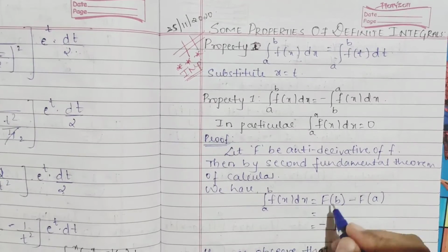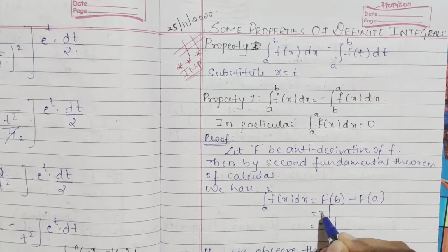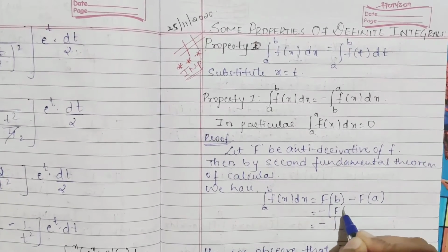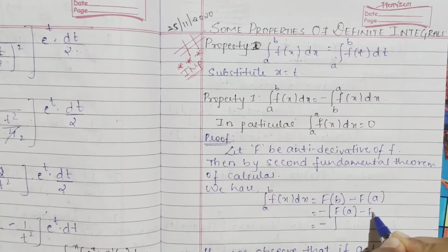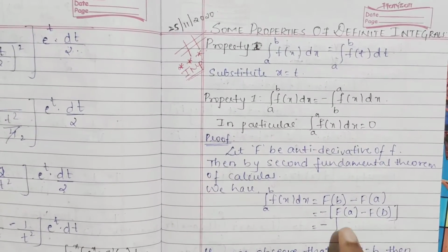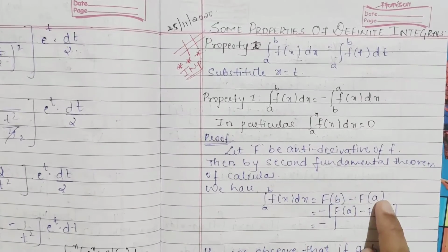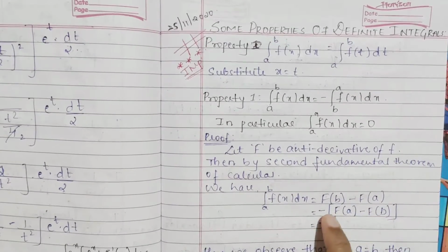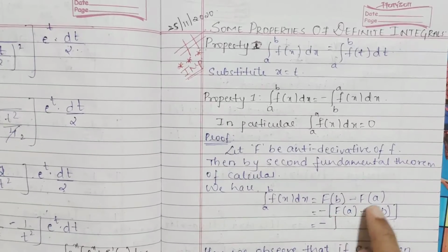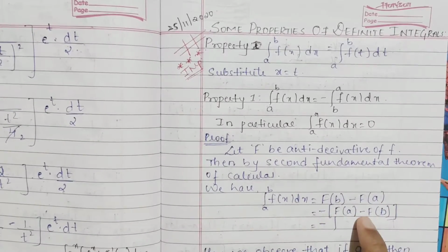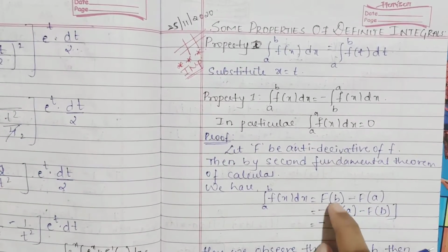So how can I write it? If I want to take F of a first, I take minus common from both sides. So F of a minus F of b, I can write it like this. It is one and the same: minus I have taken common, F of a minus F of b. If you multiply, you will get the same: minus F of a, and minus into minus gives plus F of b.